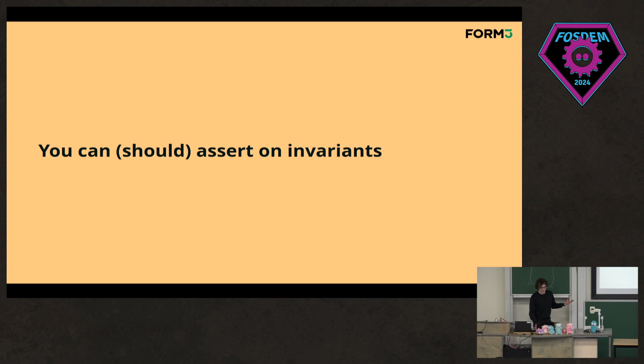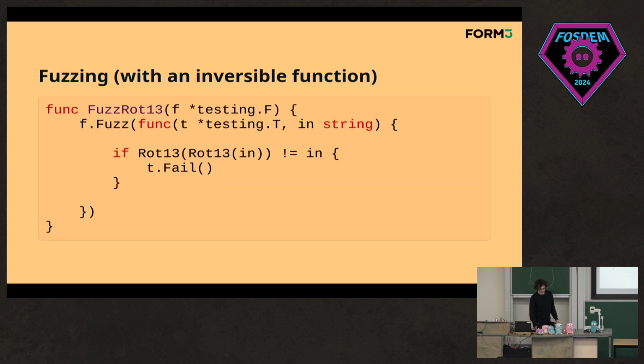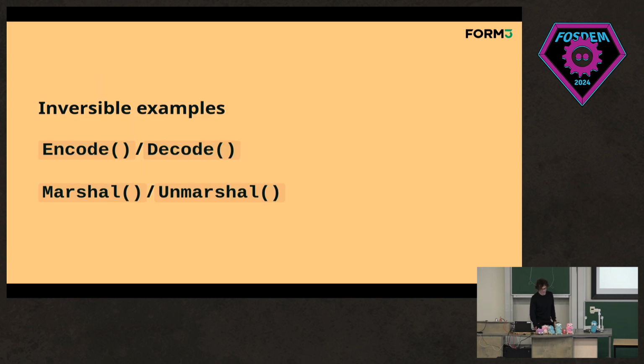But you should and can assert on invariants, those things that don't change. In our instance, there is a property to the rot13 function: you can call it twice, and you'll get the input back. This holds true for anything that is invertible. So if you have an inverse function, you can make a simple assertion like this: call rot13 and rot13, and then you expect the input back. And if it doesn't agree, the test fails.